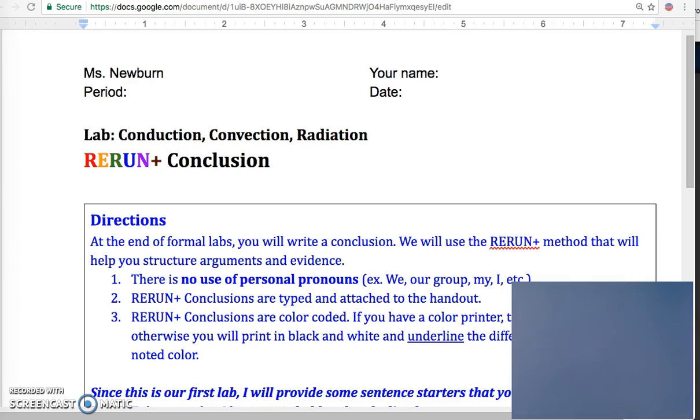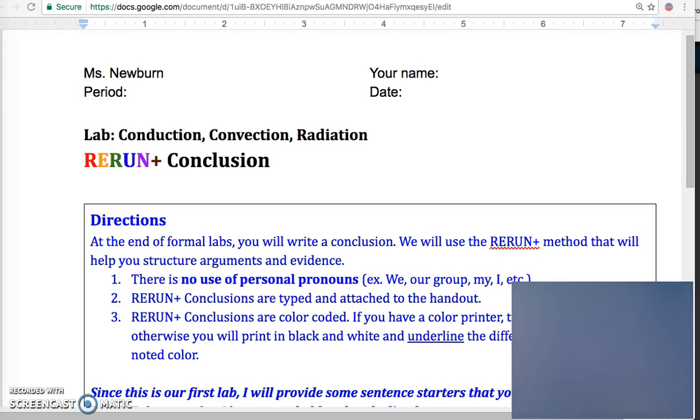Okay, this is an introduction to how to write a conclusion for your labs. Now, labs are a different kind of task than the ones we do in class. They're more formal, and so there's a particular procedure and protocol that we'd expect you to follow that's a little bit different than what we have in our interactive science notebook.